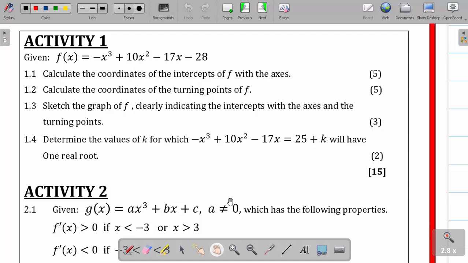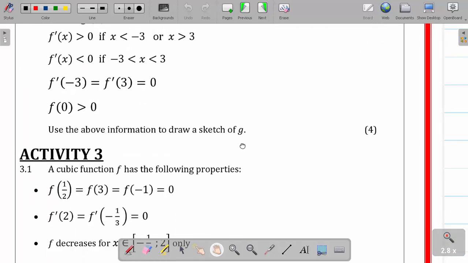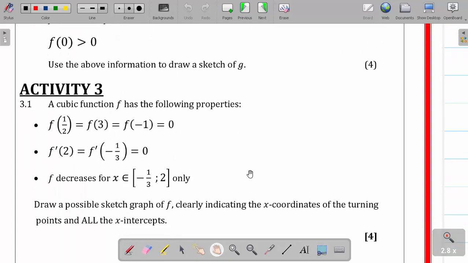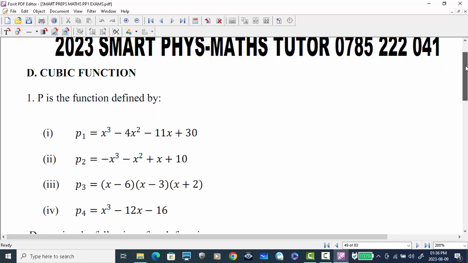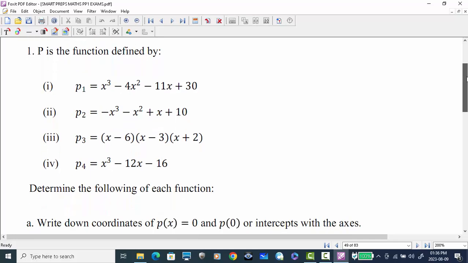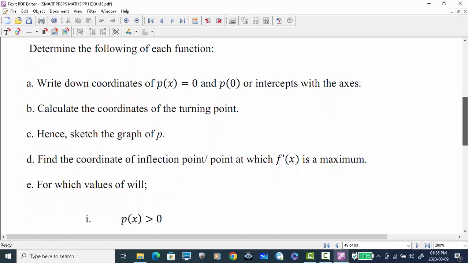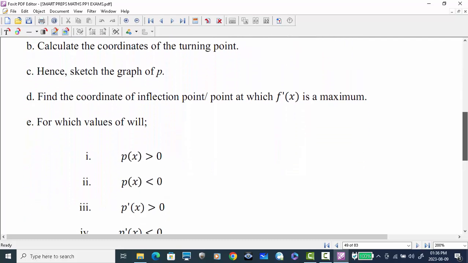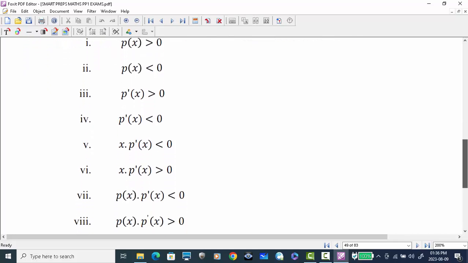So try this activity here, and this activity 2, try it out as well, and activity 3, try it as well. Now regarding video 1 and video 2, do these questions here, try them out in your class workbook and bring them for marking. I'm sure for what we have discussed, you can attempt this question, try it out.